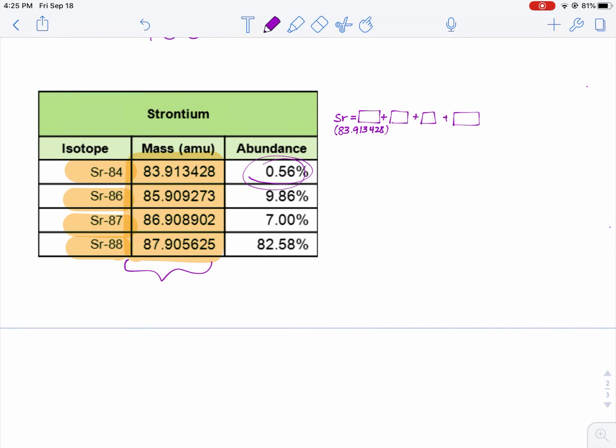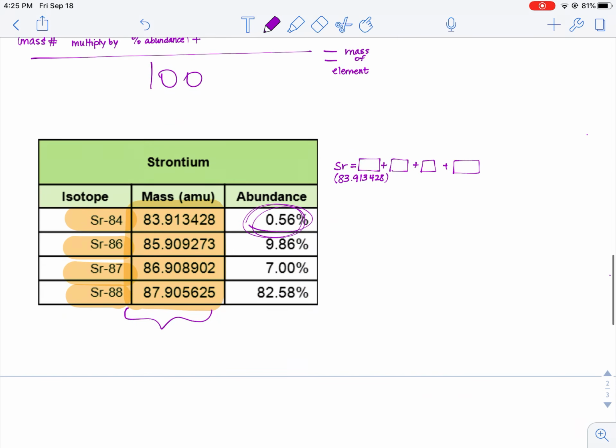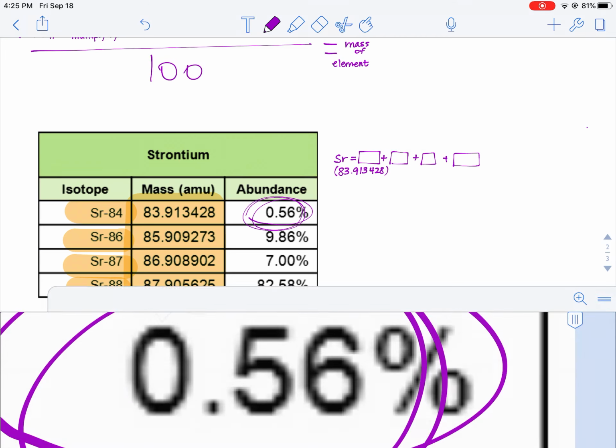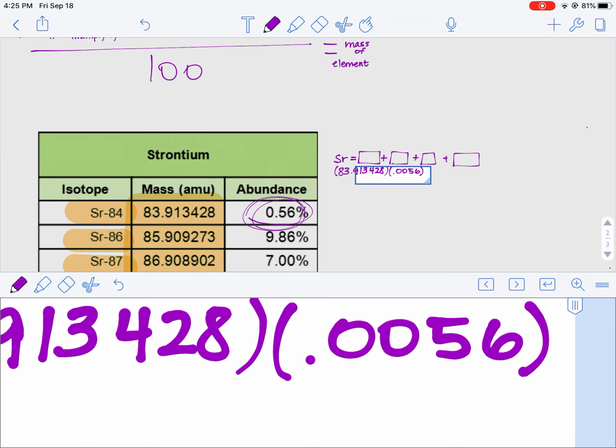Now, a lot of you, when you think about the math we just did up here before, say to yourselves, well, can't I just do this fraction first? Can't I do 75 divided by 100, change it to a decimal, and be done? Absolutely yes. Just don't divide again by 100. If you're going to take the percentage and change it into a decimal, you're already doing your division. So don't do it again. So you'll multiply this by 0.0056.